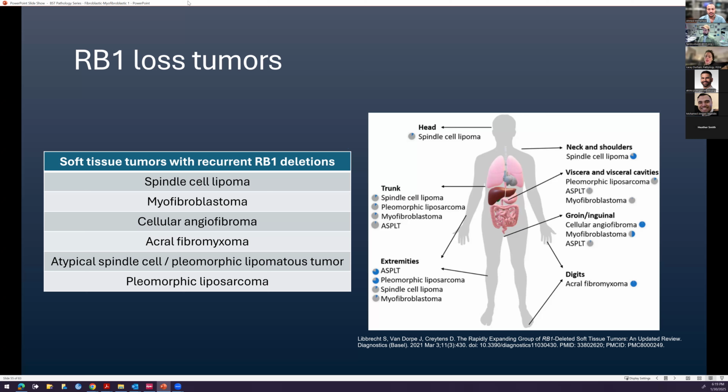And same with acrofibromyxoma. It tends to be in the digits, can sometimes be in the forearms or the legs, but it's usually in acral extremities. Okay. Sweet. All right. Moving on.